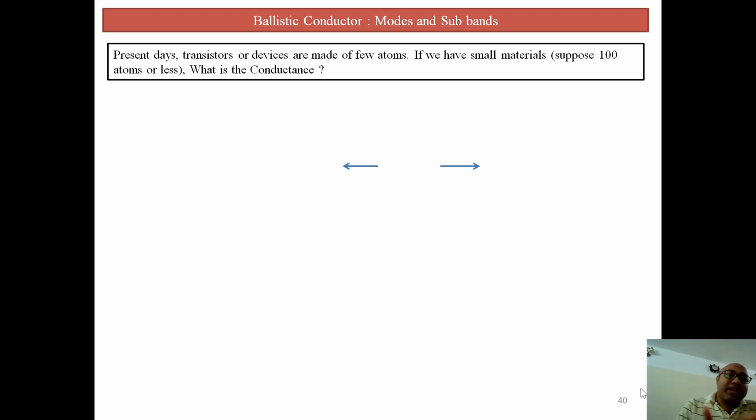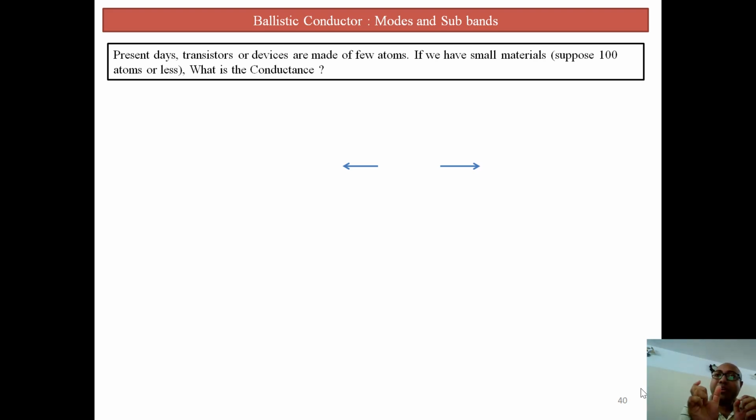So there is something that we need to discuss here, very important, called subband. We need to be very conscious about what are called bands and subbands, and what is the source of subbands. Another thing which is very important these days is the ballistic conductor.